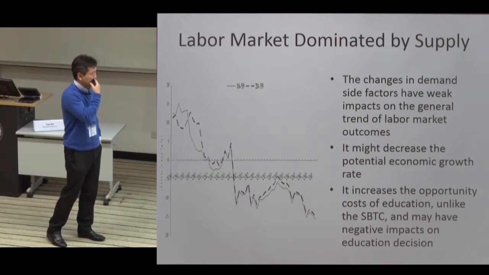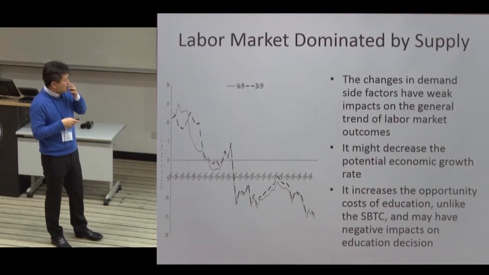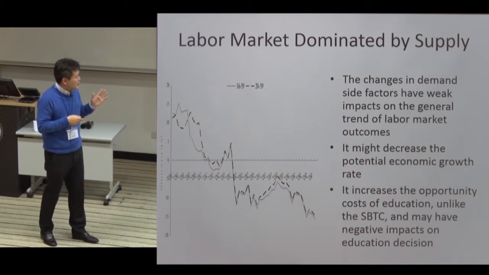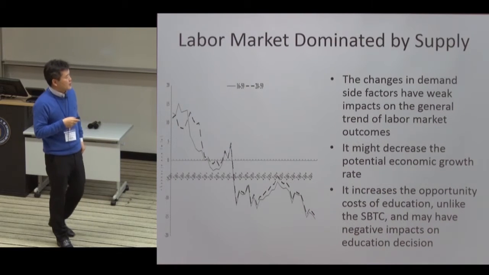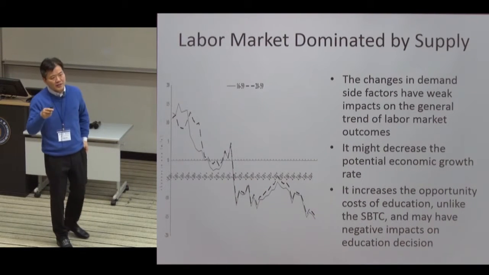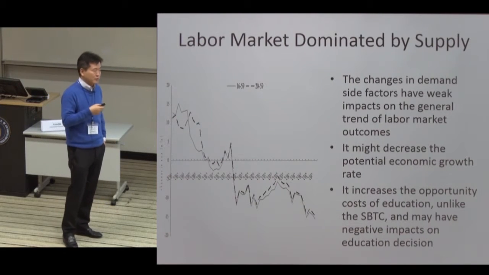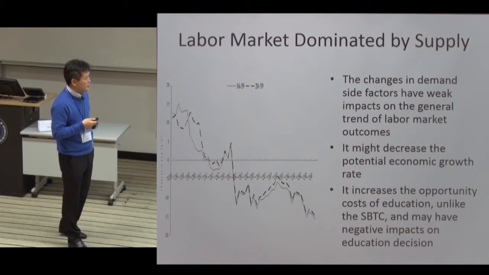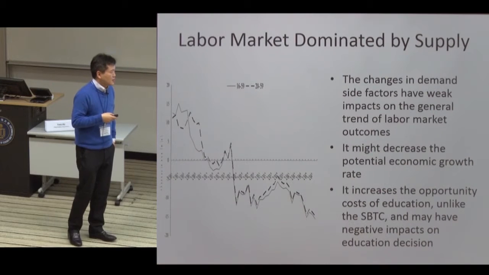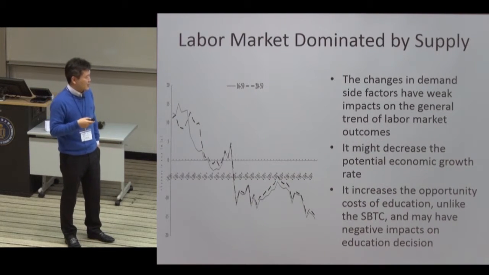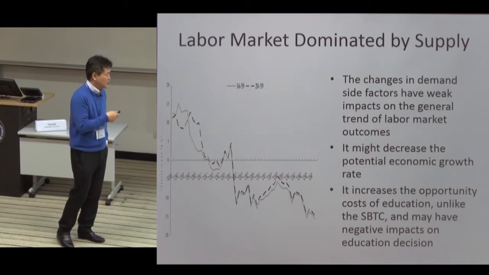I will show the picture later on. Also, if the supply side plays a dominant role, it will simply increase the wages for unskilled workers without productivity growth for that group. So it will increase the opportunity cost of education, and then will have some negative impacts on education and human capital accumulation. I will show some evidence later.